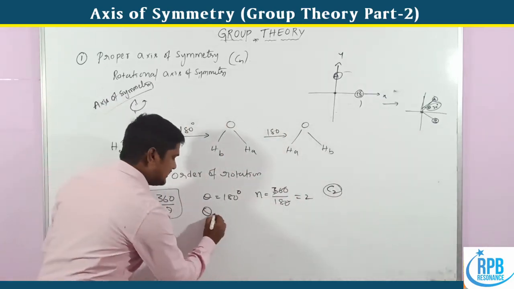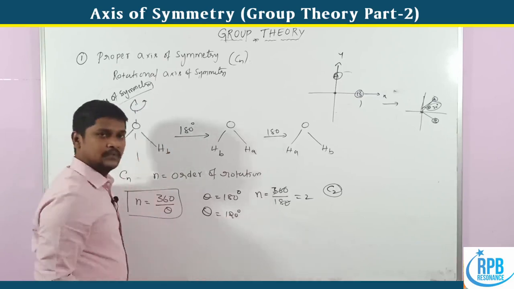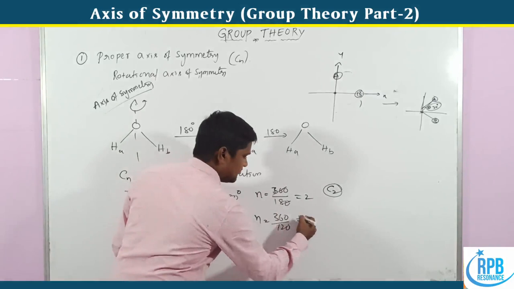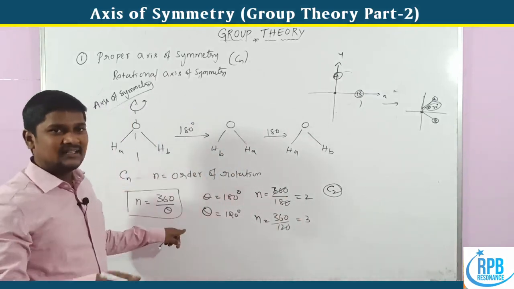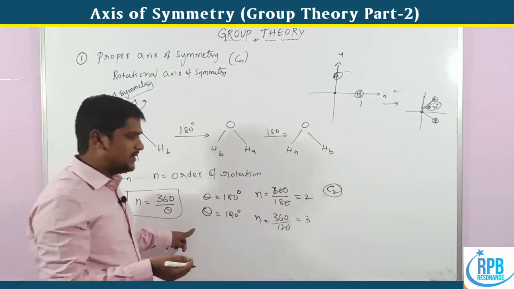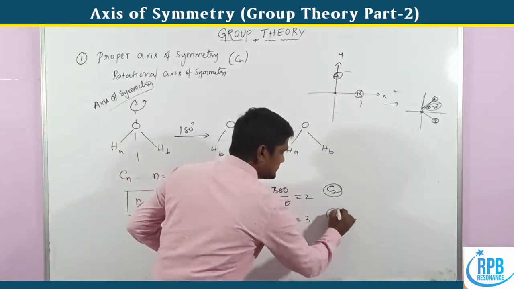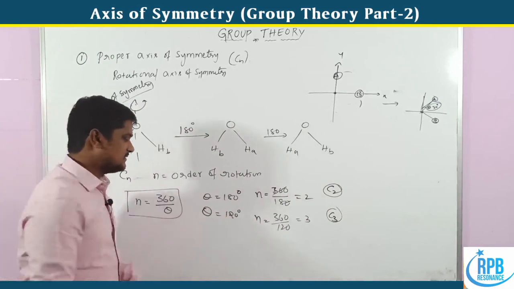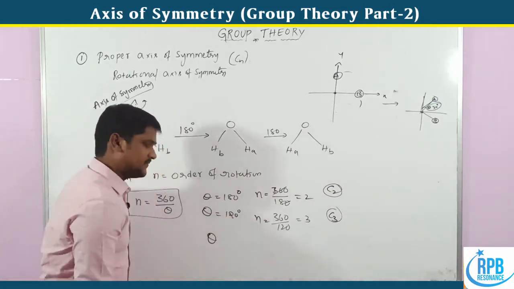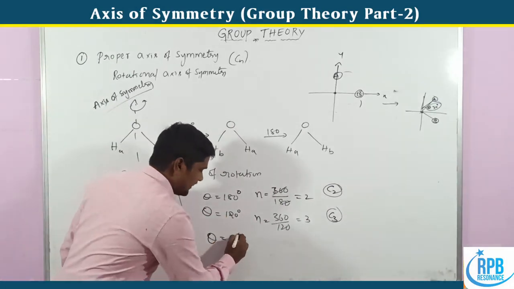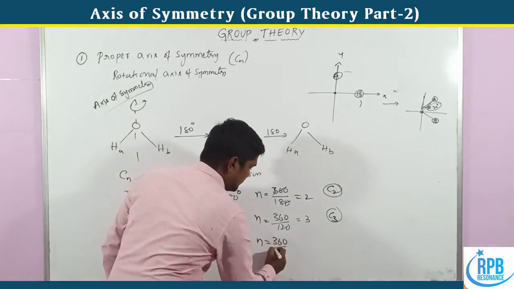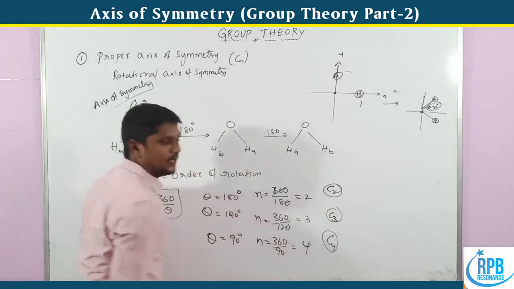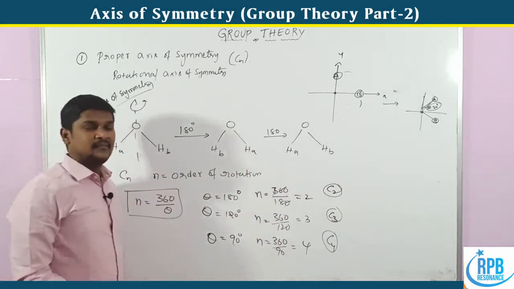Like theta equal to 120 degrees, then n is equal to 360 by 120, that is equal to 3. So the rotational axis of symmetry present in the molecule is C3. For a theta of 120 degrees rotation, that is a C3 axis of symmetry. Now for 90, n is equal to 360 by 90, that is equal to 4. C4 axis of symmetry is present.